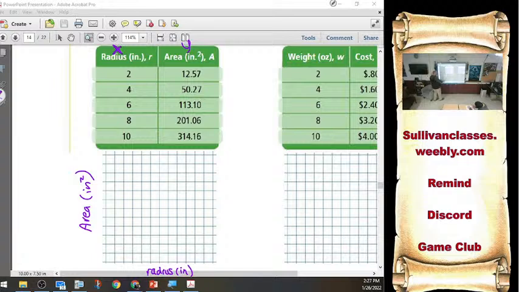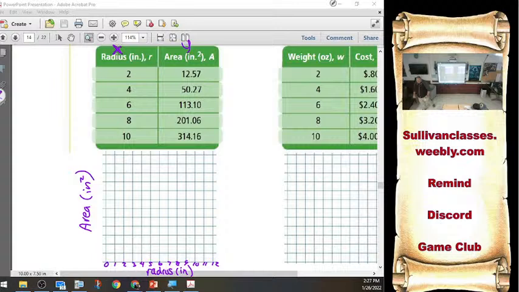Next up, check your X's and make sure what size of scale do I have? How much space do I have? How many boxes do I have? What is a reasonable scale? My numbers go from 2 to 10. How many boxes do I got? 12? Do I got enough room to fit them all if I go by ones? All right, go by ones. The radius in inches is starting at 0, 1, 2, 3, 4, 5, 6, 7, 8, 9, 10, 11, 12.